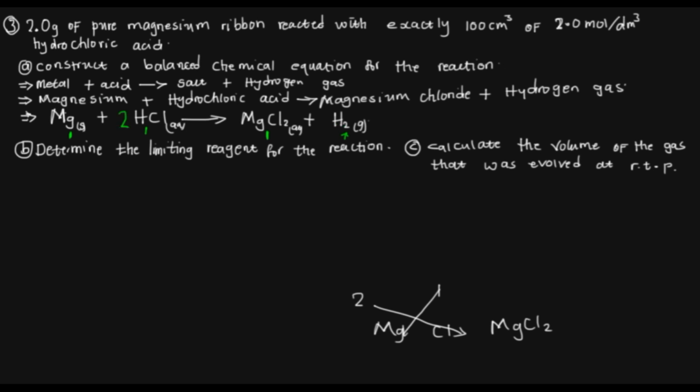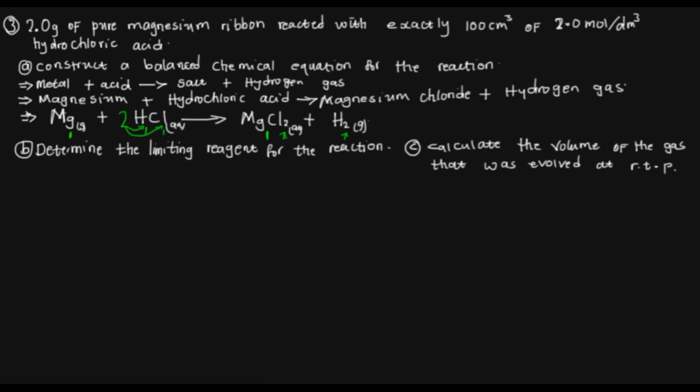So you can see that we now have 2 atoms of hydrogen on the reactant and 2 atoms of hydrogen on the products. Now this 2 is also affecting the chlorine here, so you can see that even now we have 2 atoms of chlorine and also 2 atoms of chlorine. So now our equation is balanced.